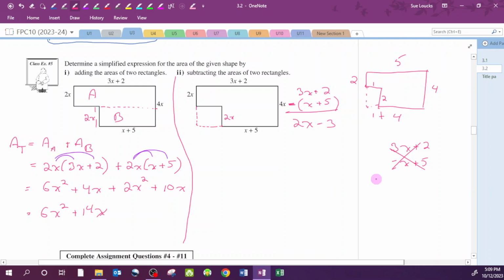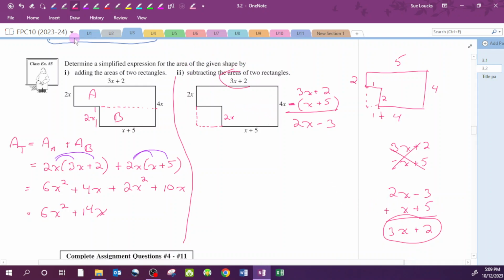Okay? And I can check that if I want, because 2x minus 3 plus x plus 5, 2x plus x is 3x, and minus 3 plus 5 is plus 2, which is what I needed it to be because it had to equal the total length of the big side.